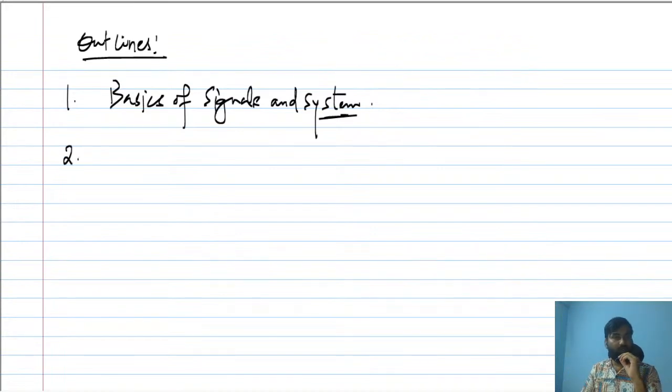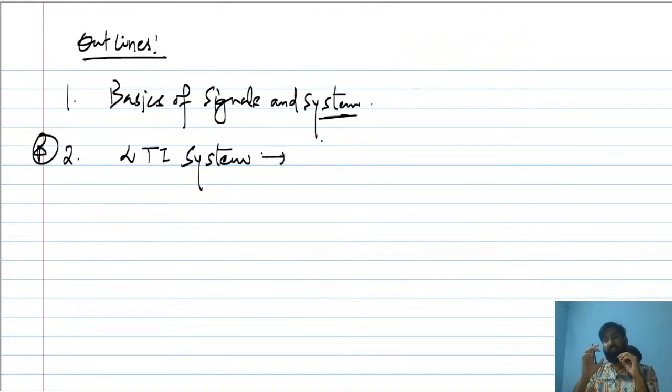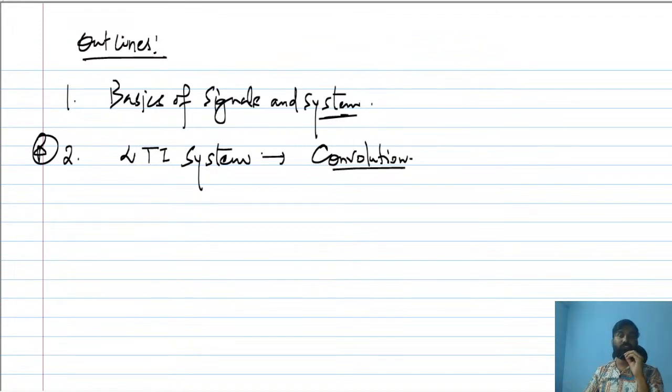And the second chapter will be LTI system. LTI system is one of the very popular systems, known as linear time invariant system. In fact, this chapter is very, very important, where we will talk about one of the very important operations, known as convolution. In fact, from convolution this year in GATE one question was there. Based on a simple property, you can solve the question based on convolution.